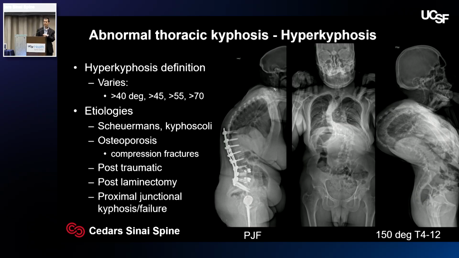Hyperkyphosis is a bit more varied, actually. Anywhere from greater than 40 degrees to greater than 70 degrees. We've heard about Scheuermann's just now, kyphoscoliosis, that's the patient on the right there. No one would argue that that's not hyperkyphosis. And of course, PJK, the bane of our existence, would be hyperkyphosis. But then you can have compression fractures, post-traumatic, et cetera, leading to this, that may or may not be treated.